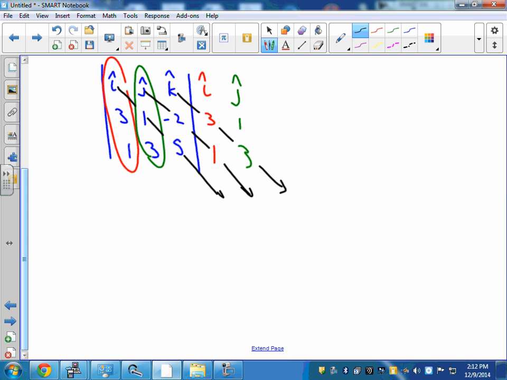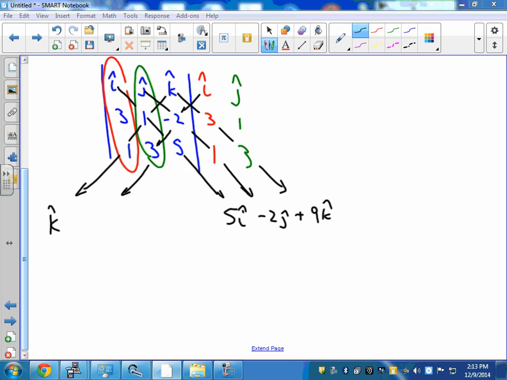On this diagonal, we get 5i, and going this way, it's negative 2j, and going this way, it would be 9k. And you'd have to add all those up. What was the second part of the rule of Sarrus? What'd you do? Go the other way. Right, so you multiply. Now you go this way, those three, and that would be 1k. And then going this way, that would be negative 6i. And then going this way, I don't particularly like this method, it certainly works fine, 15j.